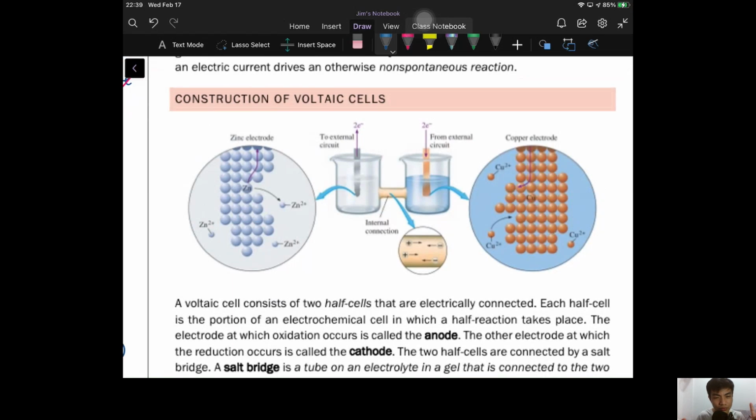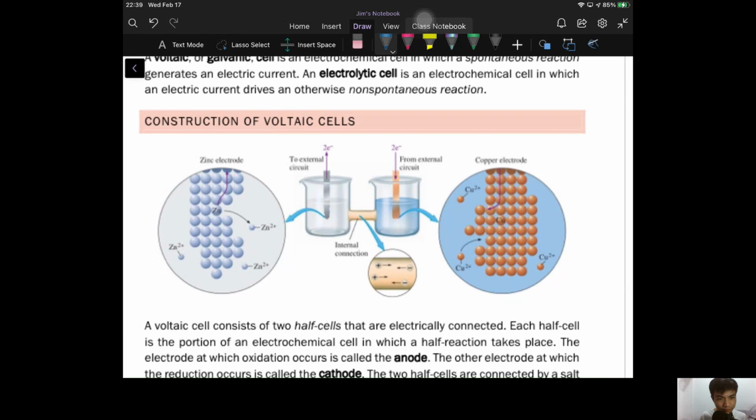Okay. So you have two solutions, no? The one contains a metal solution and an electrode. The other one contains the same, no? So may metal solution doon and may electrode. And in between them, you have your salt bridge. So, ito yung voltaic cell. Meron kang metal solution, and then you have your electrodes. And in between them, you have your salt bridge.